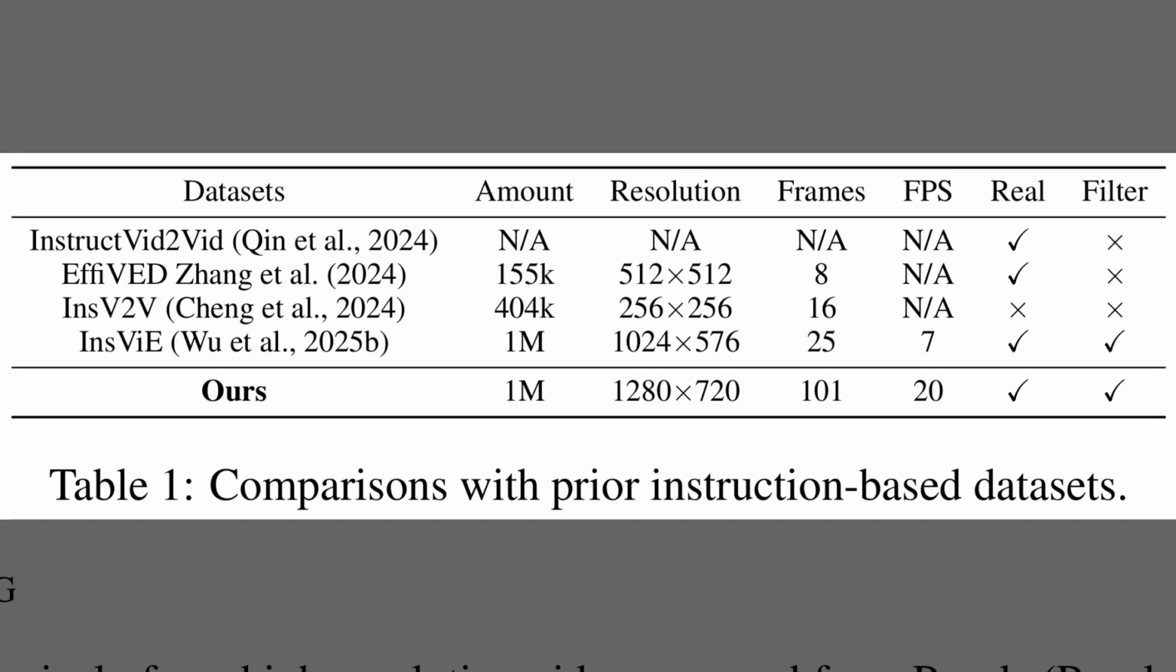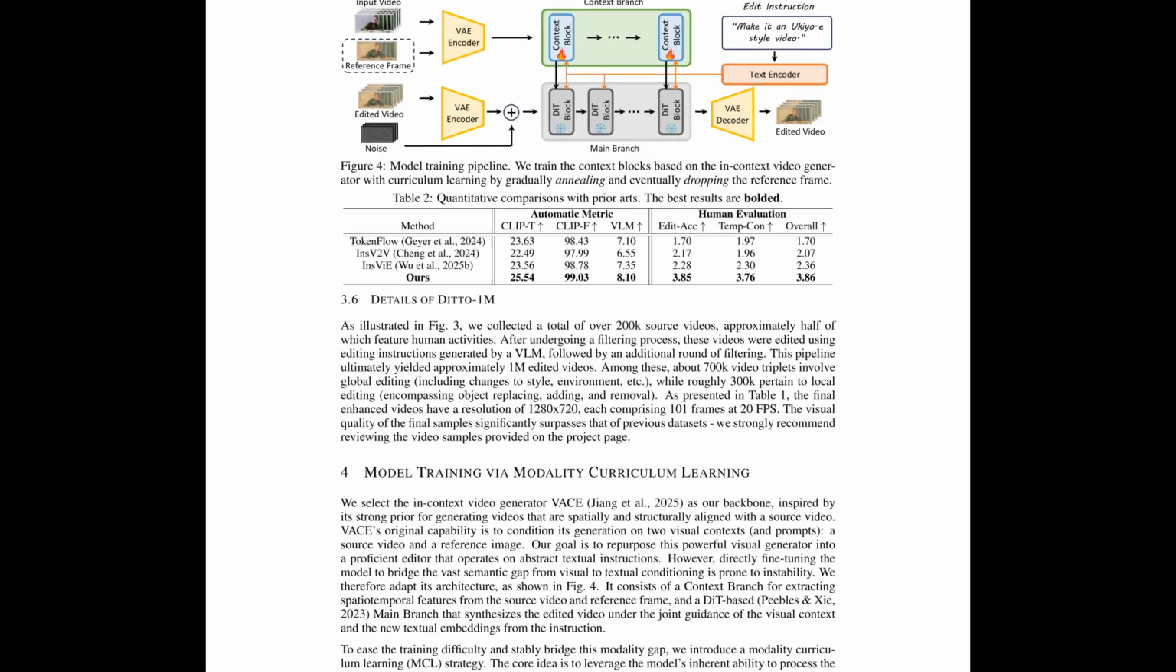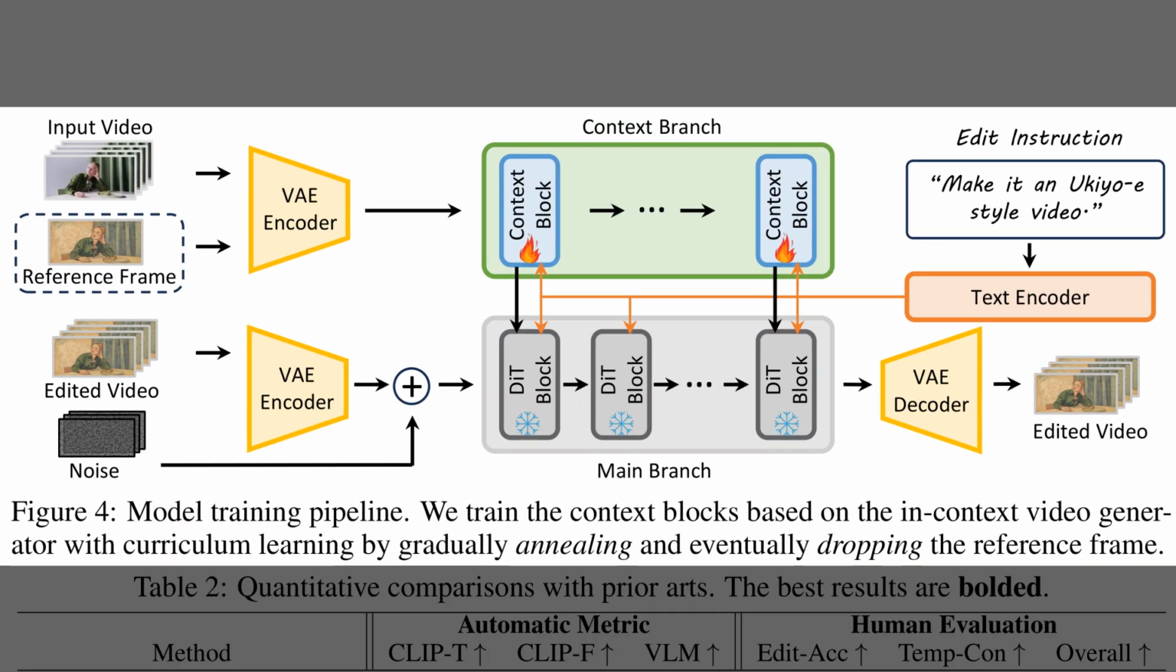Table 1 contrasts instruction-based datasets and shows that the new corpus pairs scale with real, curated footage. The hours row reports 1 million samples, which signals true breadth for training. It delivers high-definition clips at 1280 by 720, so edits remain detailed and readable. Unlike some prior sets, the data come from real videos and pass a filter, which means automated quality and safety screening before inclusion.